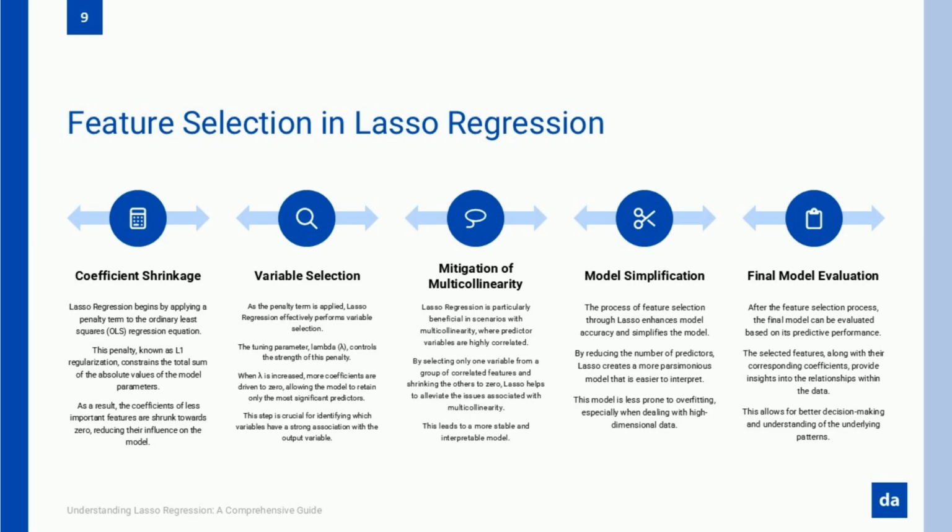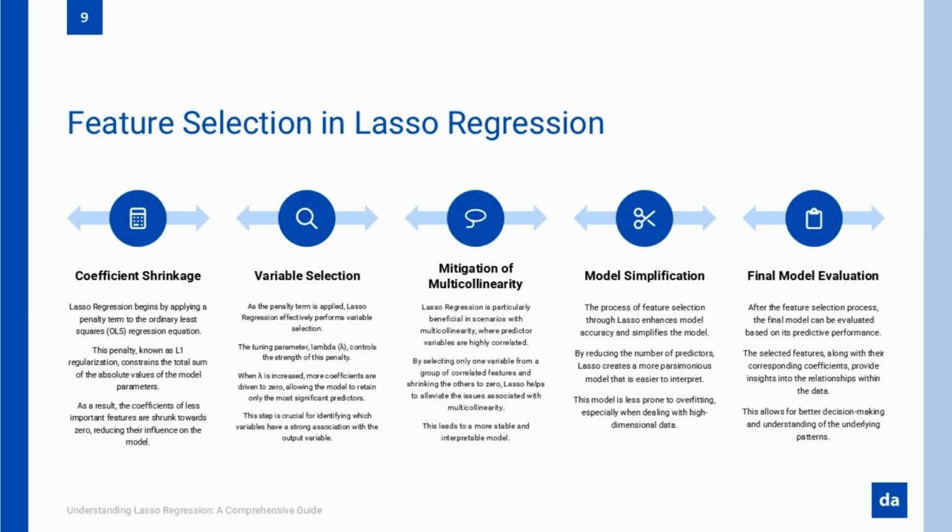Did Lasso make the right choices? Did we keep the right variables and eliminate the ones that weren't helping? And most importantly, is our model performing well on real data? Lasso regression isn't just about making predictions, it's about making smart predictions using only the most relevant features. That means after we've applied our penalty, we need to carefully inspect which variables were kept and which ones were removed. This process is known as feature selection, and it's one of the most powerful aspects of Lasso.